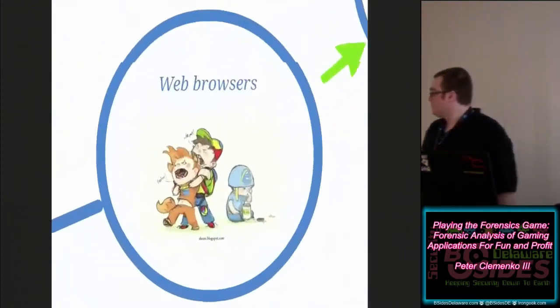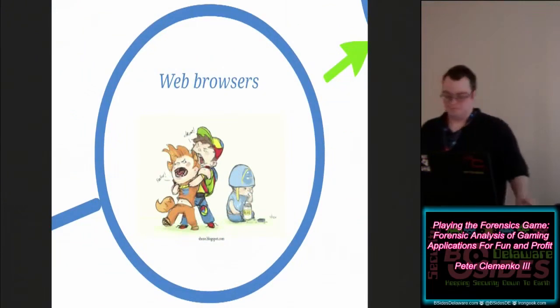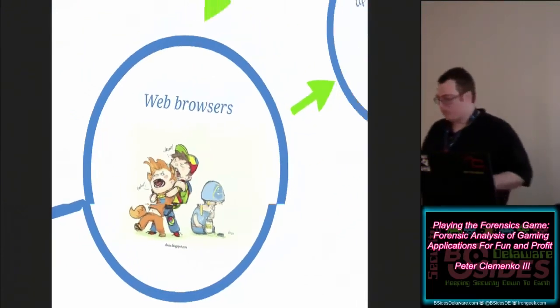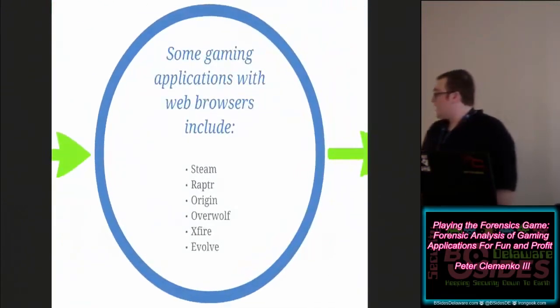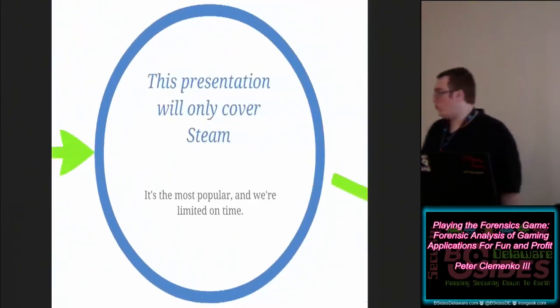So, web browsers. Some gaming applications include web browsers. These gaming applications include Steam, Overwolf, Raptor, Origin, Evolve, and Xbox. So, this presentation will only cover Steam. The reason why Steam is the most popular one is kind of like you cover Internet Explorer for your introduction to web browser forensics.